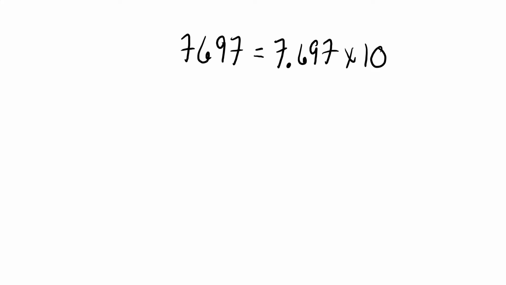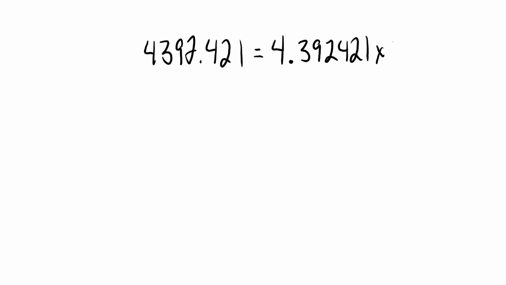So that means we put a 2 as the exponent on the 10. Let's look at another example. 7,697. We want to convert that into scientific notation. So we start off with the 7, a decimal, and the remaining digits. We're going to multiply that times 10 to some exponent. We're moving the decimal place 1, 2, 3 positions. So that means we put a 3 on the 10. So 7.697 times 10 to the third is the scientific notation for 7,697.